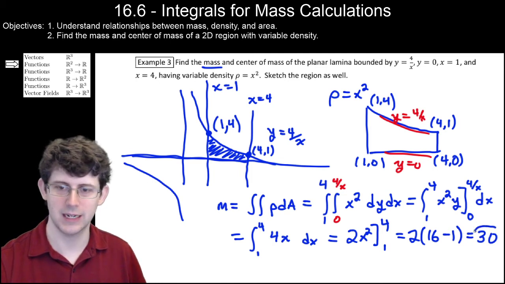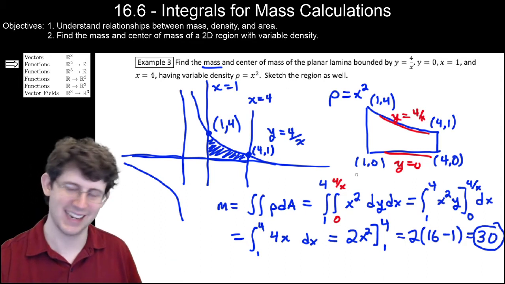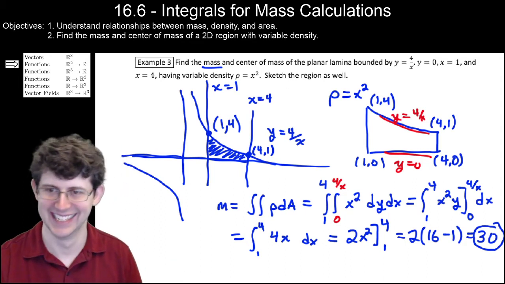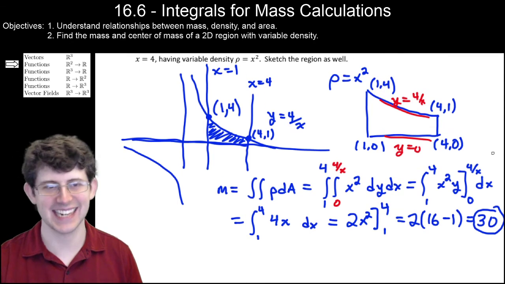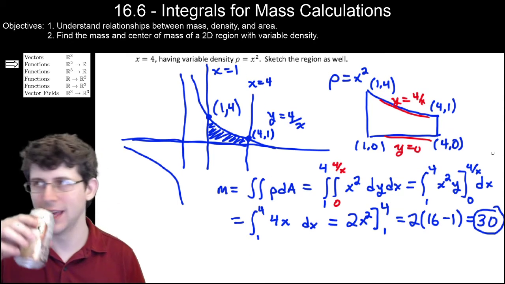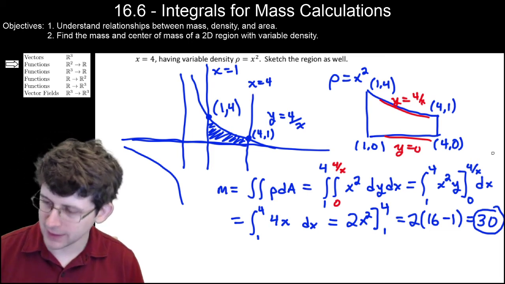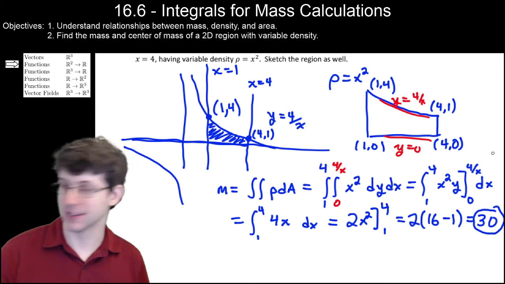It's a little weird that there are no units for us to use to check things, but I guess the mass is 30. Notice that this isn't area, we used a density function. Oh well, mass is 30.